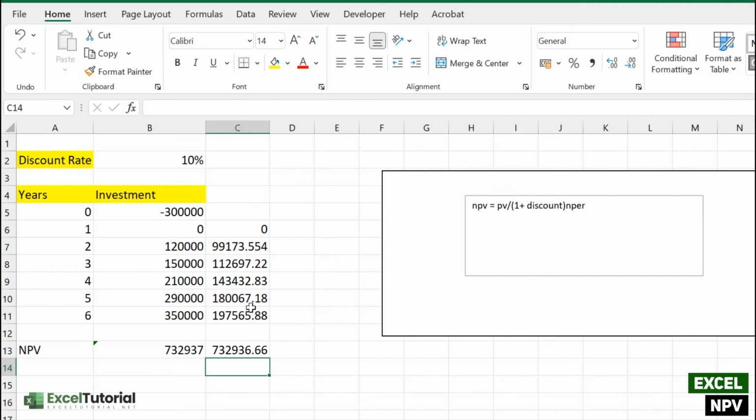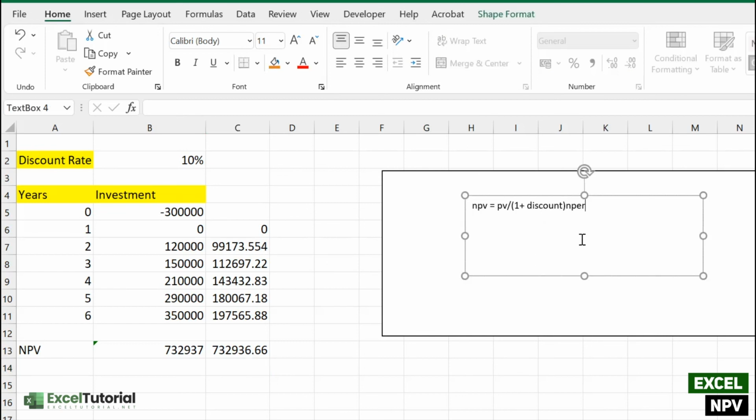Hope you get to know how NPV works, and how we have related it with our custom formula. Hope you understand how the NPV function works, and how you can apply your own NPV formula for specific terms like this.